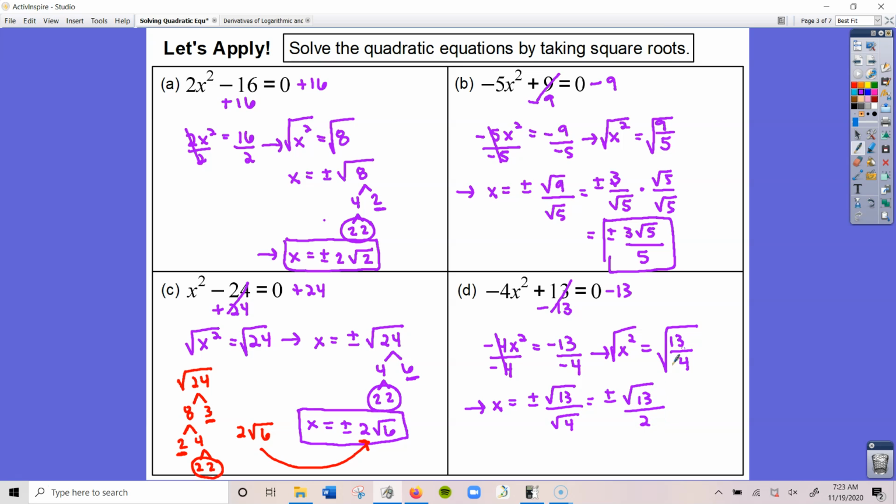Now in this example, I don't have to rationalize like I did in B, and that's because I don't have a radical in the denominator. So this is an acceptable final answer.